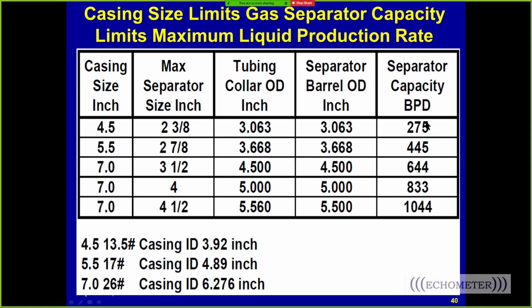So you can't expect to run a sucker rod pump in 4.5 inch casing that has a pump displacement more than 275 barrels a day. And if you have gas interference, that will limit your pump displacement. 5.5 inch casing, you have a maximum gas separation capacity of 445 barrels a day. 7-inch casing, you can go from 644 up to 1,000 barrels a day. So when you limit your casing size, you also limit your gas separation capacity, and you limit your maximum pump displacement with the sucker rod lift well that you can run in that size of casing.